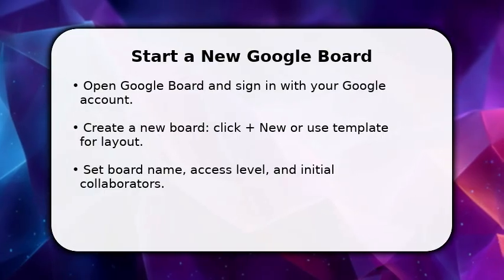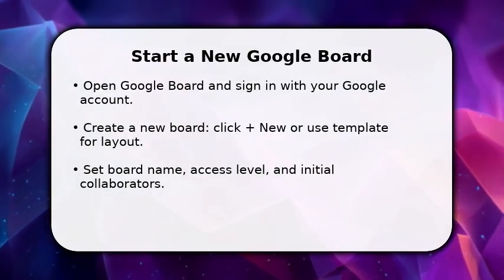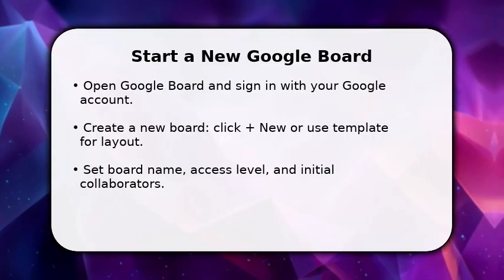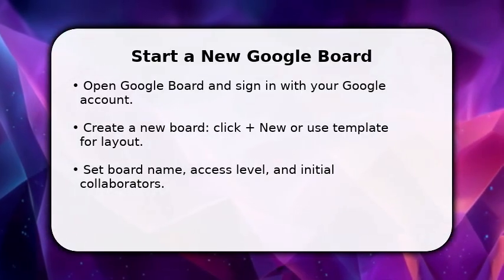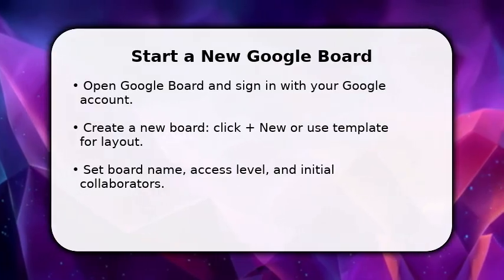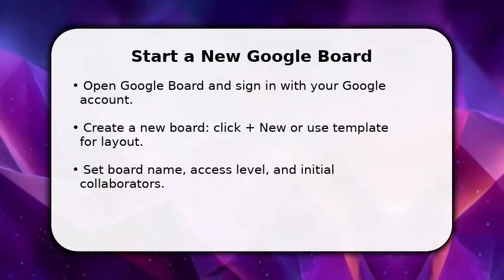You begin by opening Google Board and signing in so permissions sync. Next, create a new board. Click the plus new button or choose a template to avoid building from scratch. Name the board clearly and set access, viewer, commenter, or editor, because permissions determine who can change content.